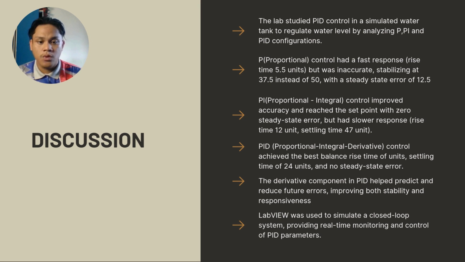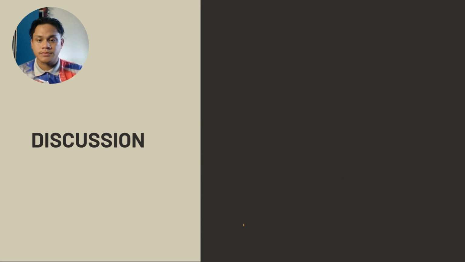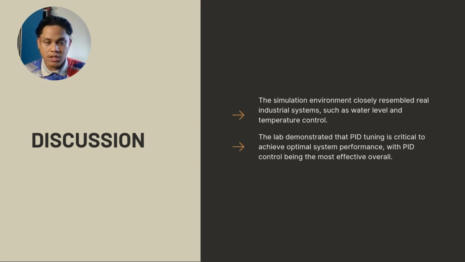LabVIEW is software used to simulate a closed loop system, providing real-time monitoring and control of PID parameters. The simulation environment closely resembles real industrial systems such as water level and temperature control. And the last one, the lab demonstrated that PID tuning is critical to achieve optimal system performance, with PID control being the most effective overall.